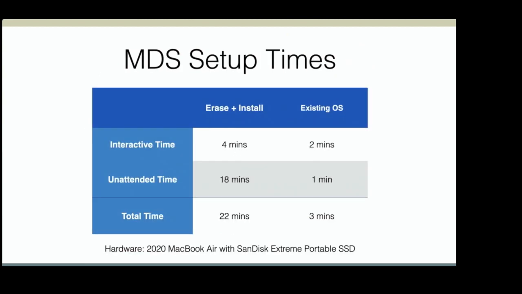So what that means is that's now a lot faster, right? The amount of time is not the user's time anymore, and you're on a fast network because you're setting it up. If you do erase and install, the amount of time the technician's in front of it to erase it, then run that command, is about 4 minutes. If you use the existing OS, you don't have to do that extra reboot, so it takes about 2 minutes. Unattended time takes about 18 minutes because it has to install the OS and the packages. If you're using the existing OS, it's just the package install, so it takes about 1 minute. So that takes about 22 minutes per machine, but really the focus for most of the people using MDS is the 4 minutes of interactive time in front of it.